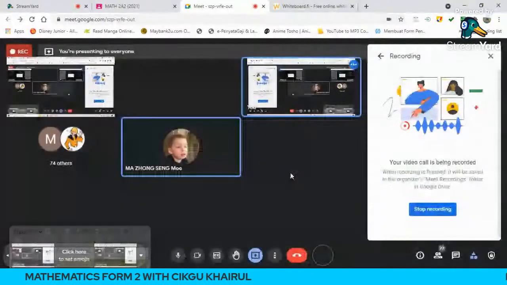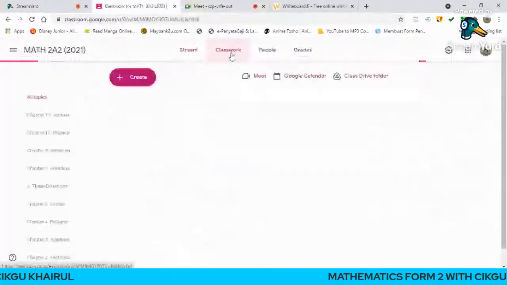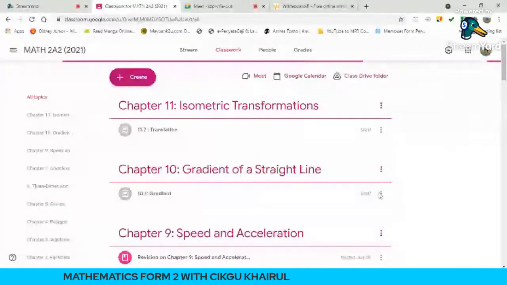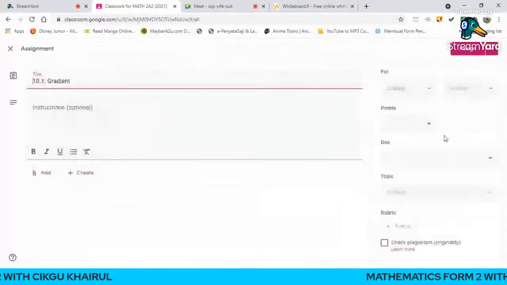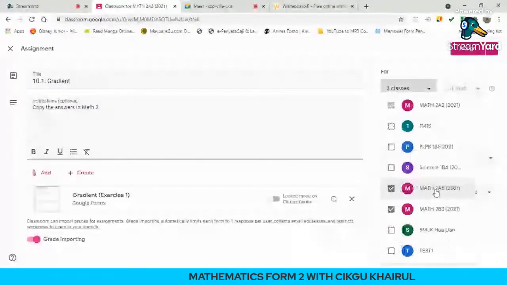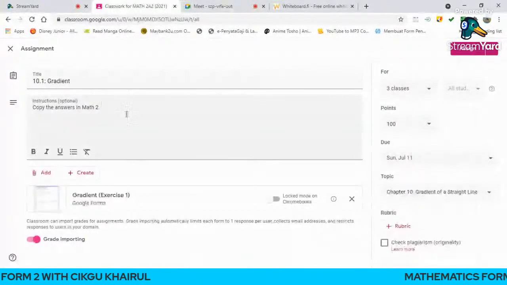Now I want you to do the exercise. Today only 4 questions, not too many. Gradient of a straight line, this one. Only 4 questions, easy, not too difficult. I believe you can do it and get full marks. So we assign to 3 classes: A2, A5, and B3. Everything is okay. Copy the answer in your mathematics exercise book, Maths 2. So I sign now.